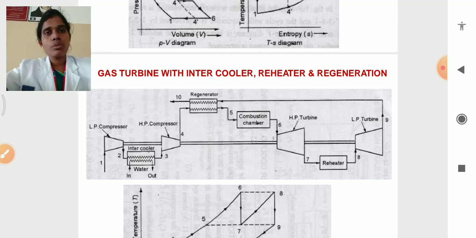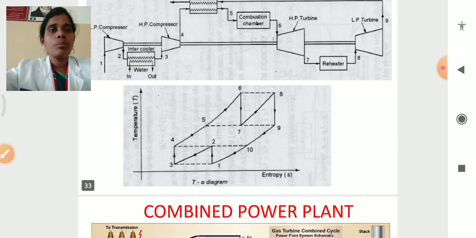In order to improve the gas turbine power plant, the cycles may be connected, that means the compressor, combustion chamber and turbine may be reconnected with intercooler, reheater and regenerators in order to improve the gas turbine power plant.